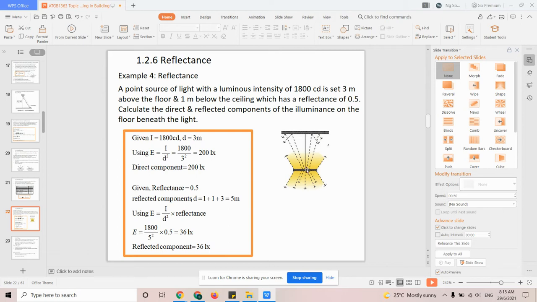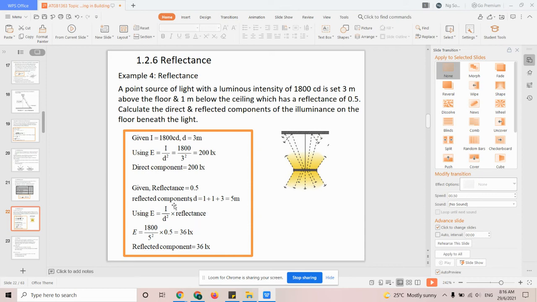So to take into account the reflected component, the light needs to travel from here to here for 1 meter, and then after it's reflected from the ceiling, it has to travel another 4 meters, from the ceiling down to the floor. So that's where this distance comes from. They need to travel 1 meter from the source point to the ceiling, and then 4 meters down to the floor. That's where you get the distance the light needs to travel to the floor beneath the light, which is 5 meters.